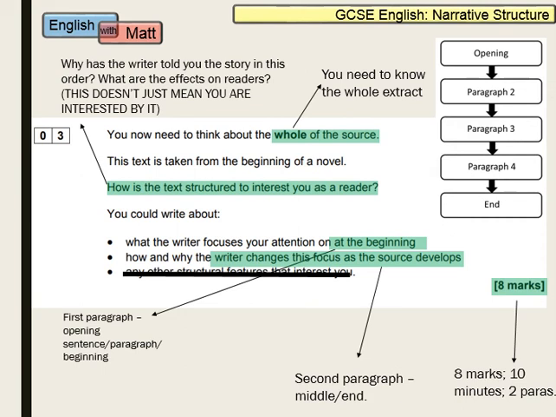So no surprise that the question is this: how is the text structured to interest you as a reader? That is the crux of this question. It's always the same. One of the things that I say to students is maybe think about rewording this question, because sometimes the idea of being interested by a text, for example, for those students that don't like reading, can be a bit of a task. So sometimes what I say to students is, if you ask yourself, why has the writer told you the story in this order, and what are the effects? Those two questions are the same, but it's just slightly more student friendly, perhaps.